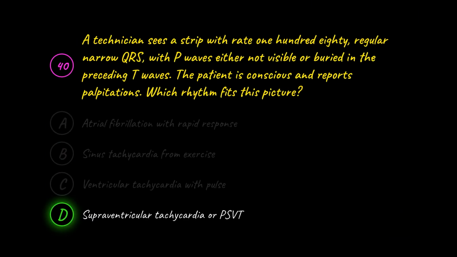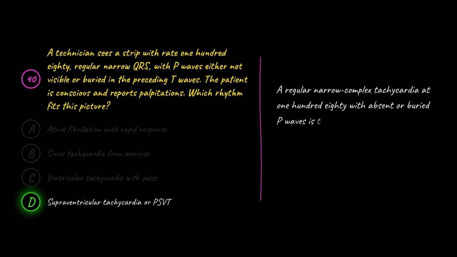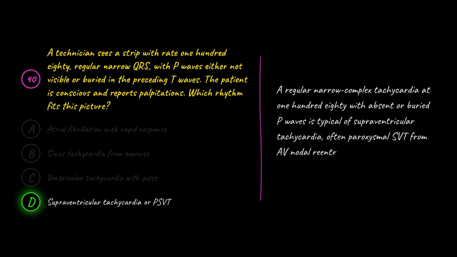The correct answer is D. Supraventricular tachycardia or PSVT. D is correct because a regular narrow complex tachycardia at 180 with absent or buried P waves is typical of supraventricular tachycardia, often paroxysmal SVT from AV nodal re-entry. Treatment may include vagal maneuvers, adenosine, or cardioversion if unstable.